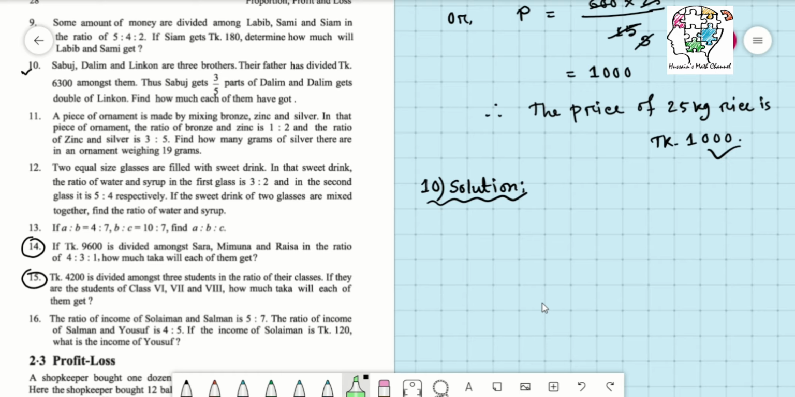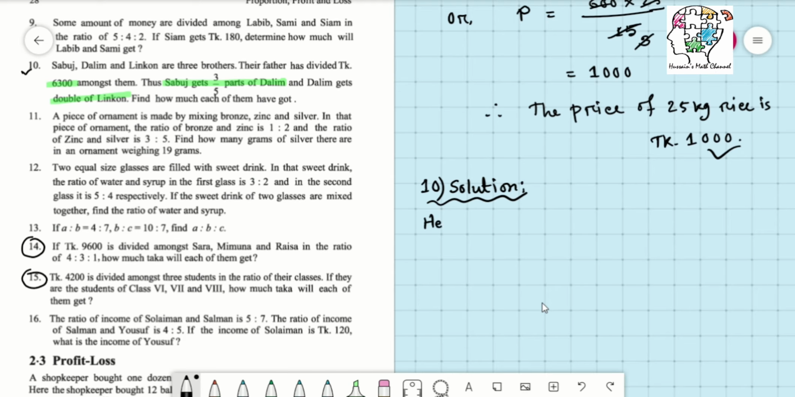Shobuj, Dalim and Lincoln are 3 brothers. Their father has divided taka 6,300 among them. Shobuj gets 3 by 5 parts of Dalim, and Dalim gets double of Lincoln. So how can we write these sentences?